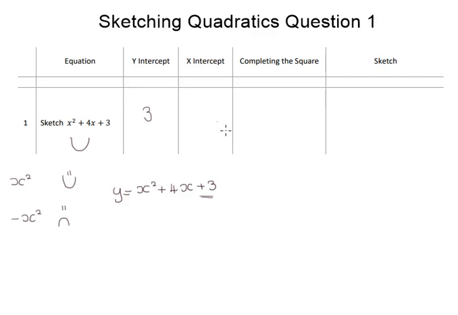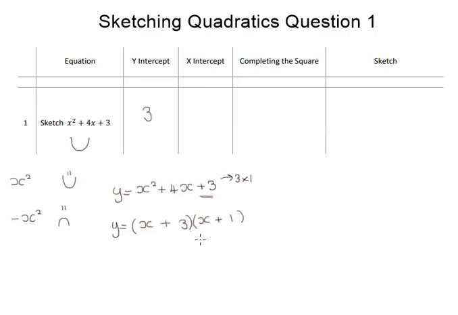Our x-intercepts can be found by factorising this quadratic. So we're going to have y equals x. How can I get 3? Well, I can get 3 by doing 3 times 1. So we'll have a 3 and a 1. And I want to get it to be equal to 4, so I'm going to have a positive and a positive.